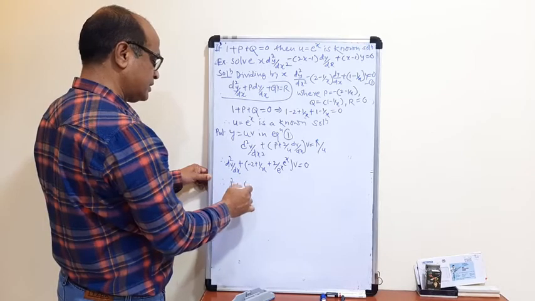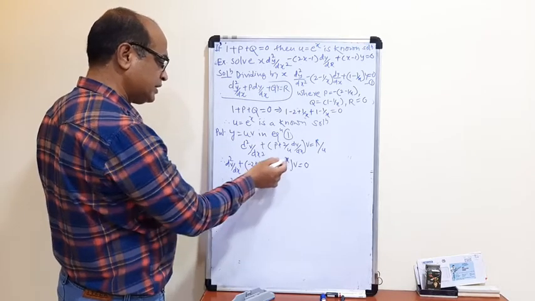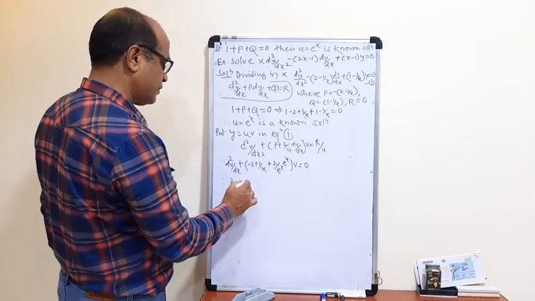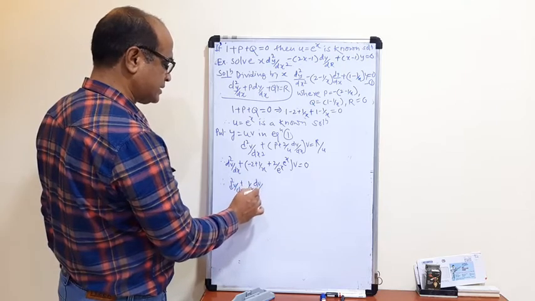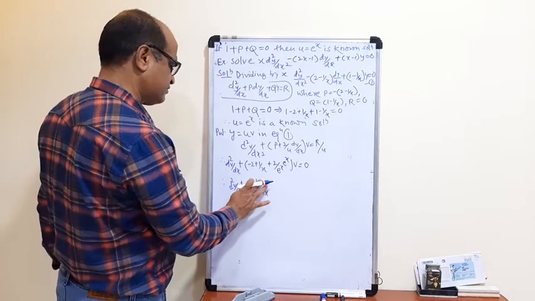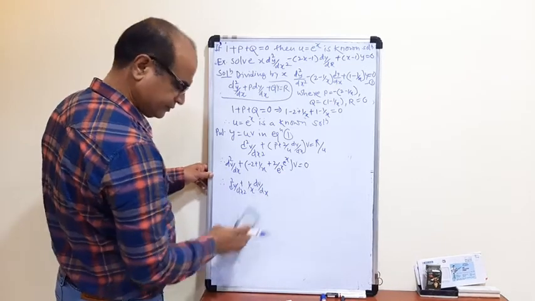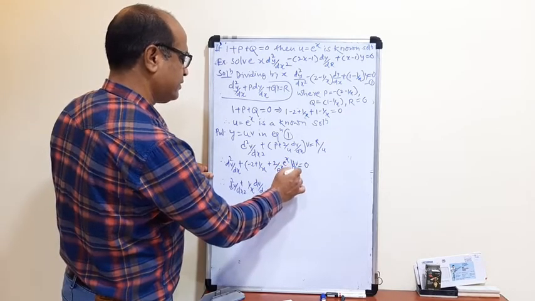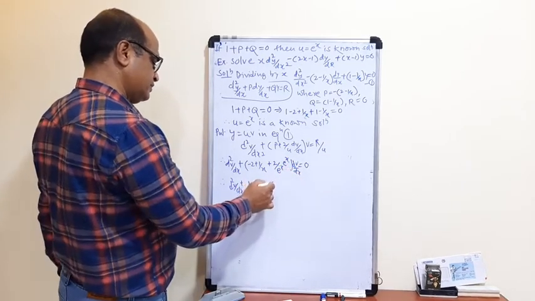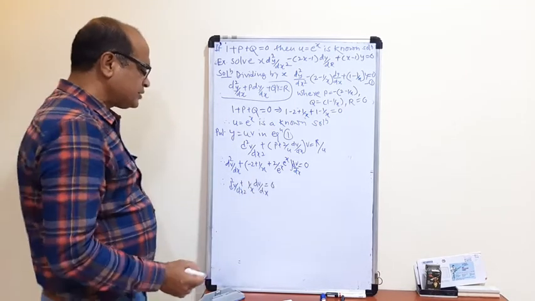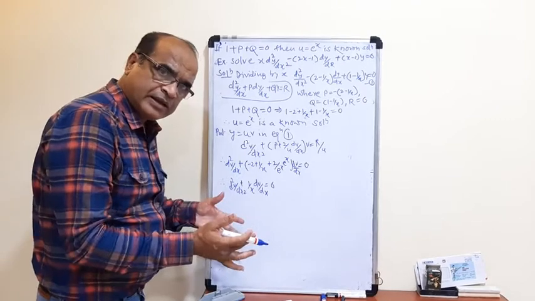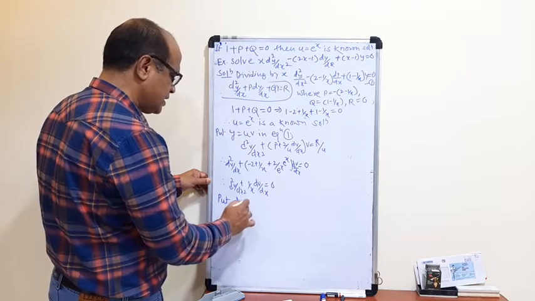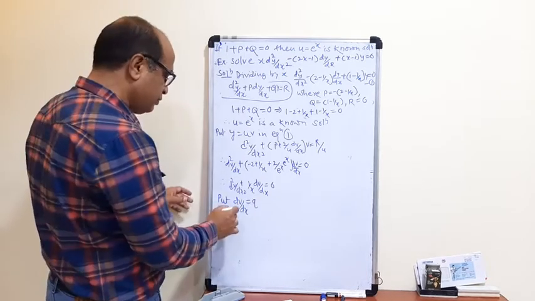So d2v by dx square, plus, so e raised to x gets cancelled, 2 gets cancelled. So we get here 1 upon x dv by dx is equal to 0. Okay, so by using the same method, put dv by dx is equal to q.